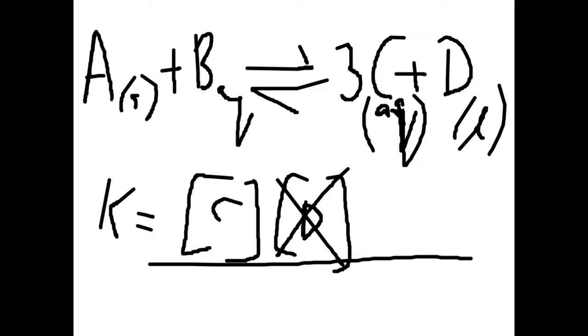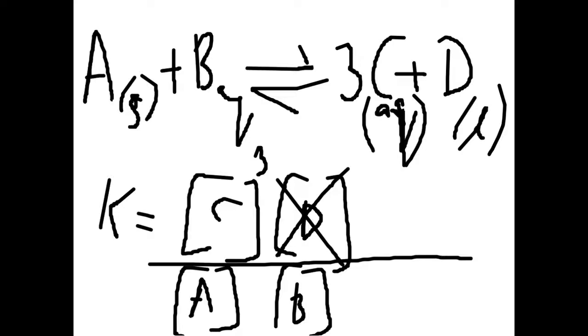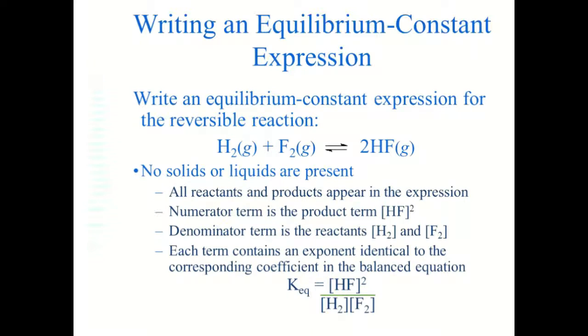Does that make sense? Now, should C be raised to 3? You divide by A and B. Should A be included in the expression? A is solid. You see how A is solid? So even though you are tempted to put A and B, the correct equilibrium expression would not have A in it. So it would reduce to just C cubed over B. Does that make sense? And that is very important to remember: no solids or liquids. Okay?